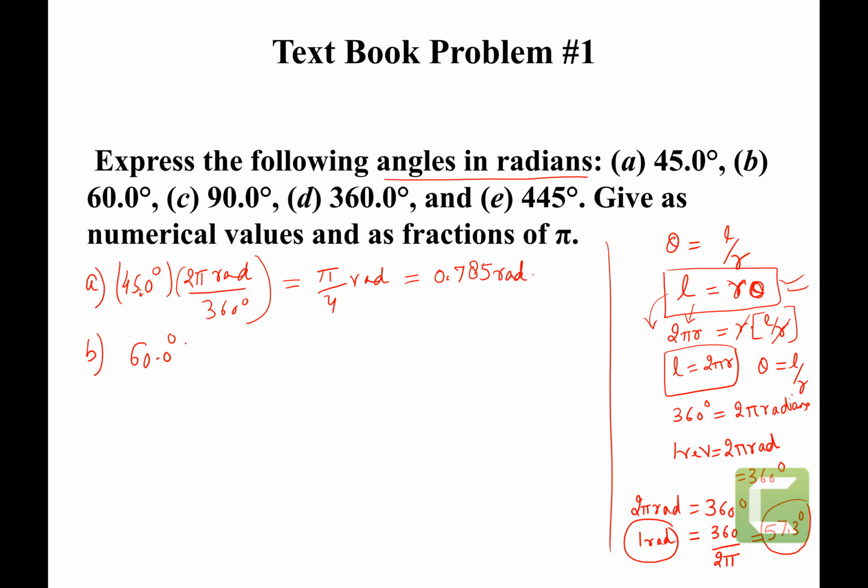60.0 degrees. If I have to convert into radians, 2 pi radians over 360 degrees. Do the same math here. The degrees are gone. We'll have the final answer as pi by 3 radians. Then you want to solve it properly, and you get 1.05 radians. So basically 60 degrees is 1.05 radians.